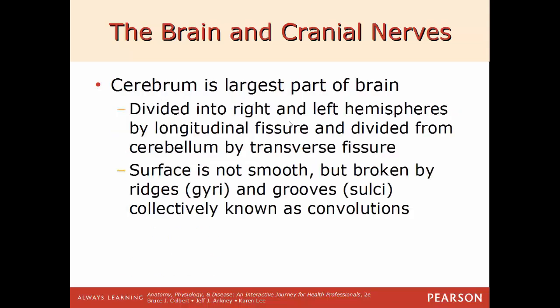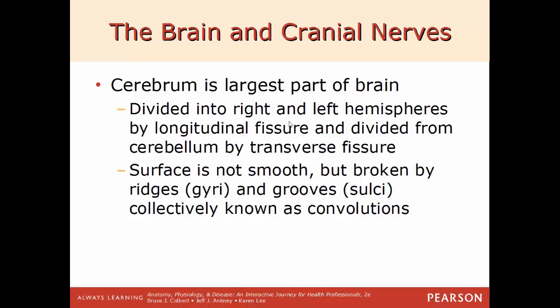The cerebrum, the largest part of the brain, is divided into right and left hemispheres. It is divided in half by the longitudinal fissure, and separated from the cerebellum by the transverse fissure. Now, the surface of the brain is not smooth at all. It's very bumpy, with many grooves and many ridges.